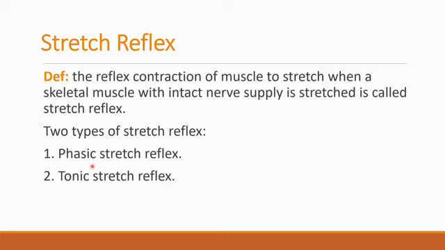Phasic means it is elicited by stimulating the primary endings of the muscle spindle, so a sudden stretch of the muscle. If we give a sudden stretch of muscle, we will see the phasic stretch reflex. Tonic stretch reflex is elicited by sustained stretch of a muscle. So the main difference is that phasic is sudden stretch of the muscle as the stimulus, and tonic means sustained stretch of the muscle.